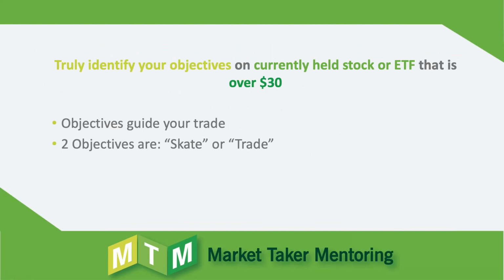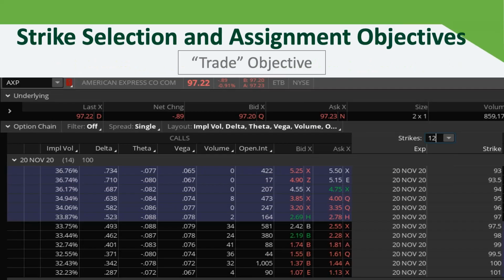Remember, this is not the buy and hold and pray strategy. It's different. They're different objectives. When you have a stock in your existing portfolio, you can have one of 2 objectives: skate or trade. Here's how they work. First, there's a lot of numbers here. Don't get hung up on that. I like to make things really simple for our traders in all our classes. All you have to look at is one number.